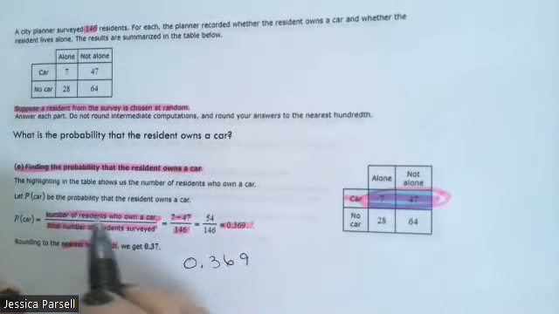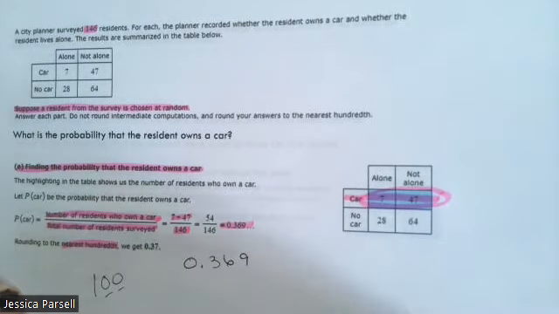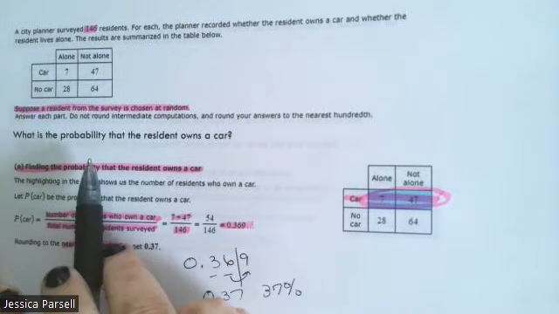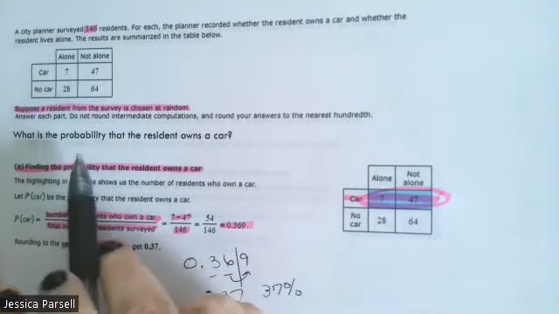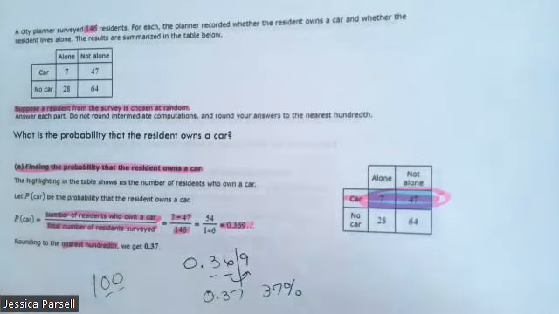If you round to the nearest hundredth, 100 has 2 zeros on it. So we're going to go out 2 decimal places. This one here is going to look here for guidance. That 9 tells the 6 to go to the 7. So that's how they're getting 0.37, or a 37% probability that the resident owns a car.